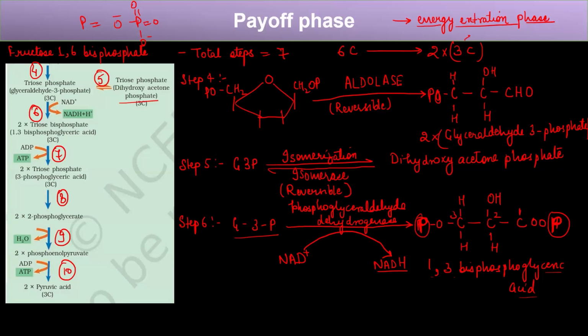Whenever you have NAD+, the enzyme involved will be a dehydrogenase. And interestingly, this step is also reversible. So this is step number 6, where we have formed 1,3-bisphosphoglyceric acid. We know that everything forming in the payoff phase will be 2 molecules, so from 2 NAD+ we are forming 2 NADH. Next we'll have step number 7.